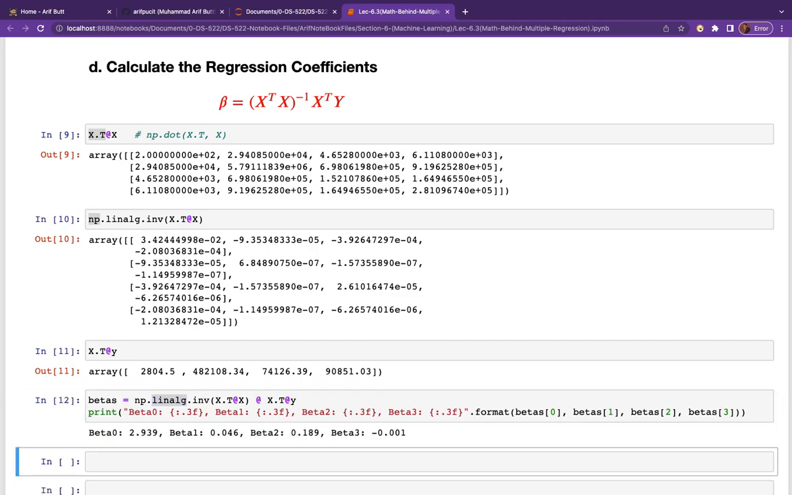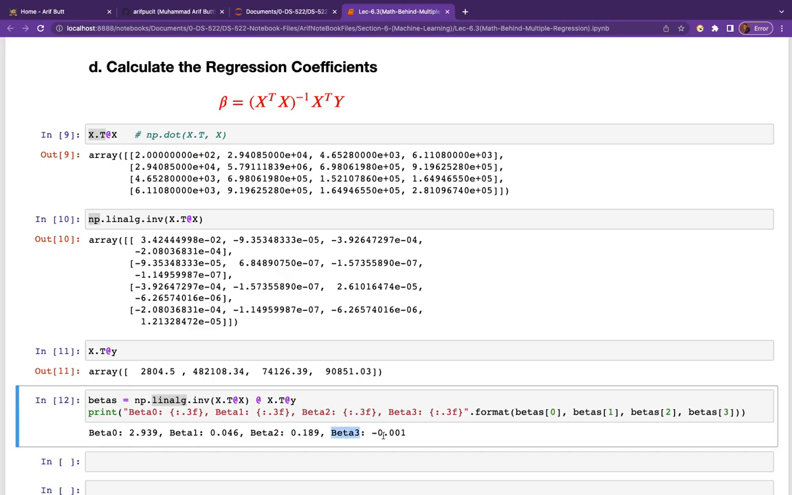Let me just execute it. And here are the 4 regression coefficients: beta 0, beta 1, beta 2, and beta 3. Well, the negative value of beta 3, that is the weight of newspaper advertisement, shows that it does not have a positive relationship with sales. So it is better that we drop this newspapers column, as it is adding nothing to our data set.